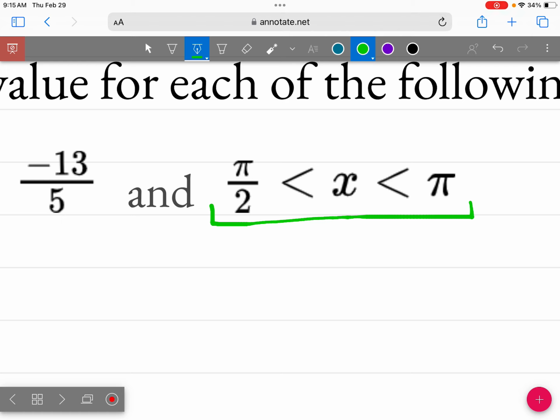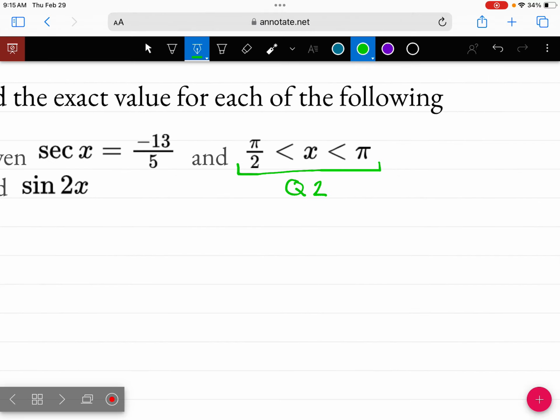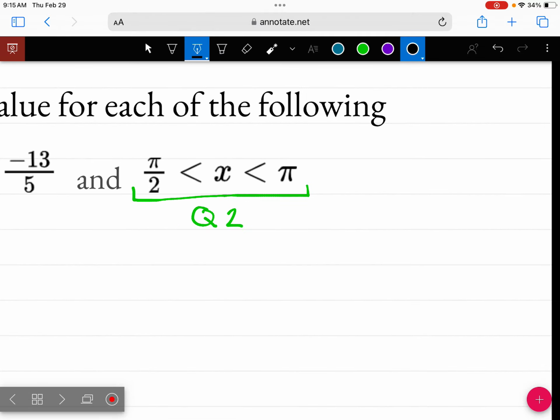This piece, pi over 2 is less than x is less than pi, is going to tell us what quadrant we're in. What quadrant are we going to be in? 2. We're going to be in quadrant 2, because remember, pi over 2 is our 90, and pi is our 180. So it's in that quadrant, between 90 and 180. If we were to give ourselves a sketch of this angle, we know it's somewhere in quadrant 2. So we're going to think about this angle.